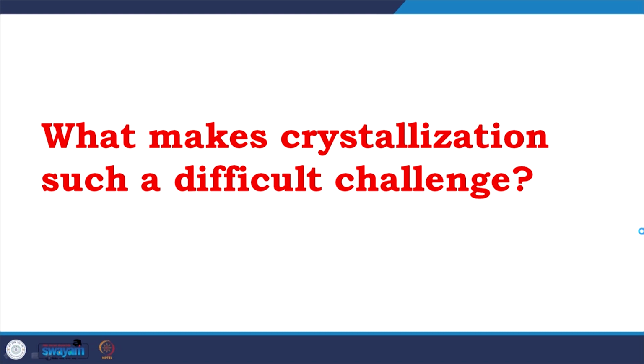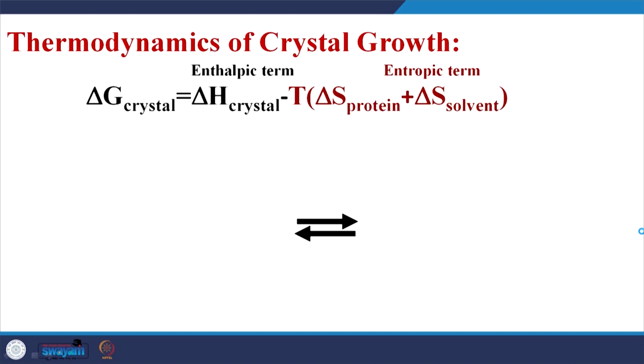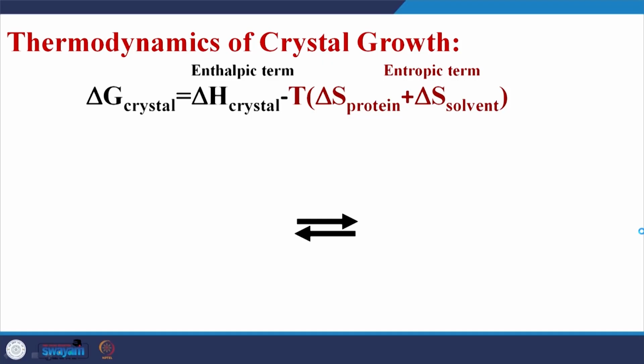So, what makes crystallization such a difficult challenge? If we look at the thermodynamics, we know that del G equal to del H minus T del S, that is the thermodynamic formula of anything happening spontaneously. So, for crystal growth, del G crystal growth equal to del H crystal growth minus T del S protein in terms of crystal growth, and del S solvent. So, this del S protein and solvent is the entropic term and del H crystal is the enthalpic term. Do you understand what is enthalpic and what is entropic?